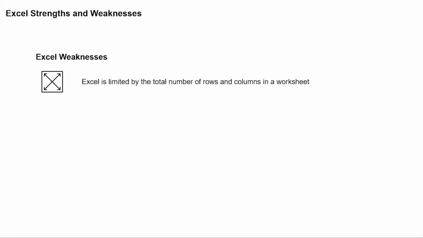But Excel has also some weaknesses. It's limited by the total number of rows and columns in a worksheet. The current version of Excel I'm using for this video provides, for instance, 1,048,576 rows by 16,384 columns. At first glance, this sounds a lot, but real-life data easily consists of more than 1 million rows.